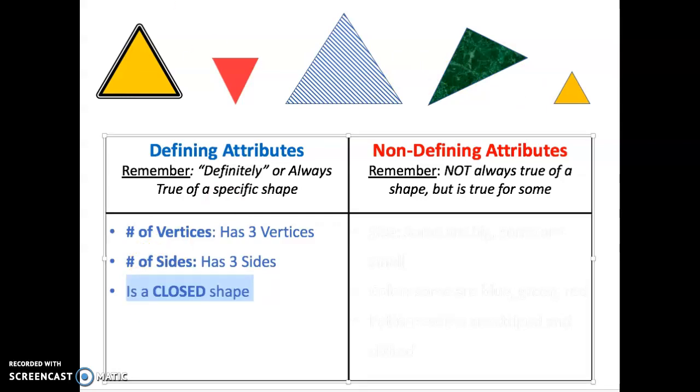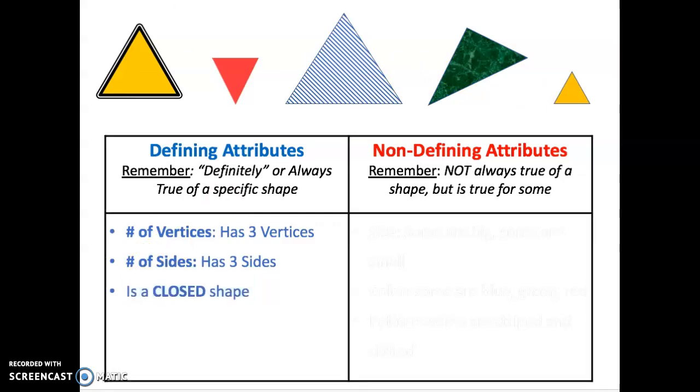The last thing that we know is always or definitely true is that a triangle is closed. All the sides close together. There are no openings. If something is a triangle, it has to be closed. These 3 things help us to define a triangle. They are called defining attributes.